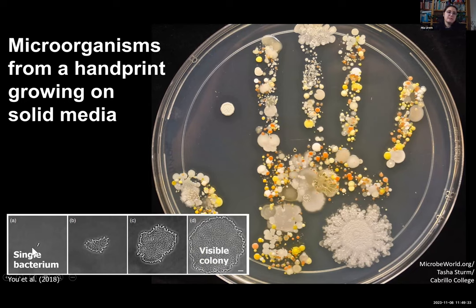So this is an example from a paper where here on the left, you can see a single cell of a bacteria. And if we grow it, as we call it, growing on solid media, what actually happens is that this bacterium starts multiplying and it starts creating these colonies that are a whole collection of lots of bacterial cells together. And that's actually what you see on these kinds of plates, on petri dish plates.